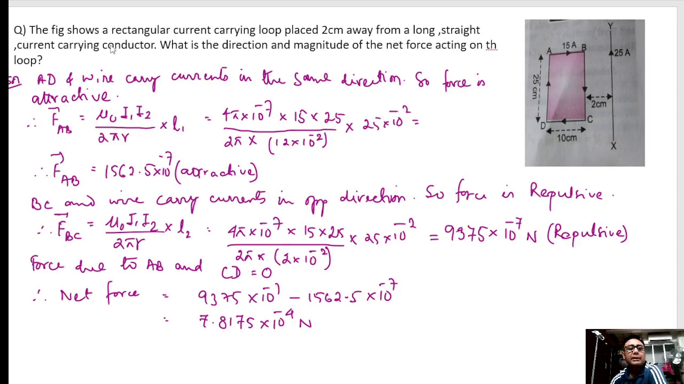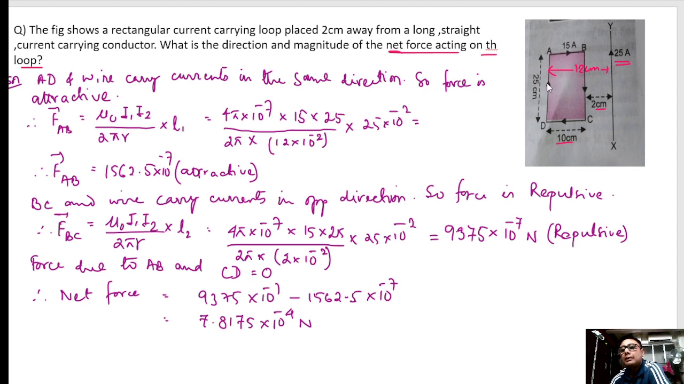Okay friends, so let's see the next sum. This is a rectangular wire, and here is a wire XY carrying current 25 amperes. This is 2 centimeter away, this is 10 centimeter. So basically this is 12 centimeter away. Clear? They are telling what is the net force acting on the loop.